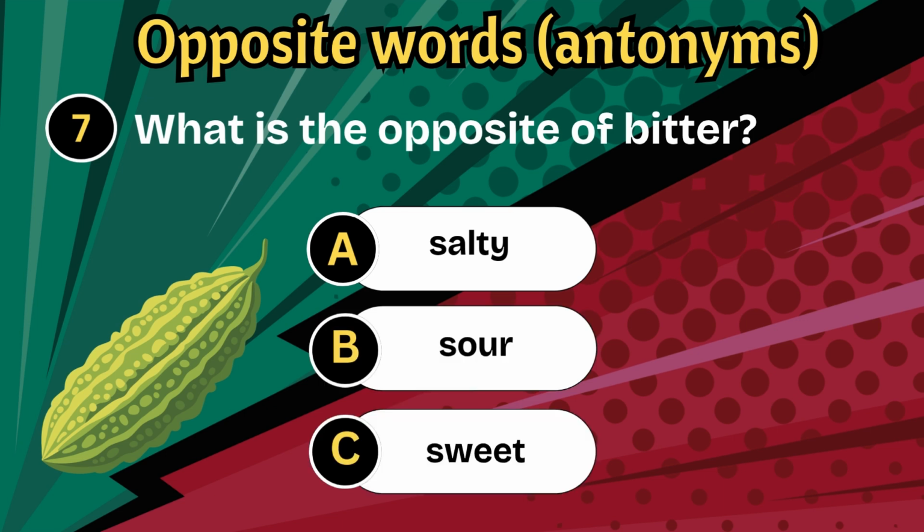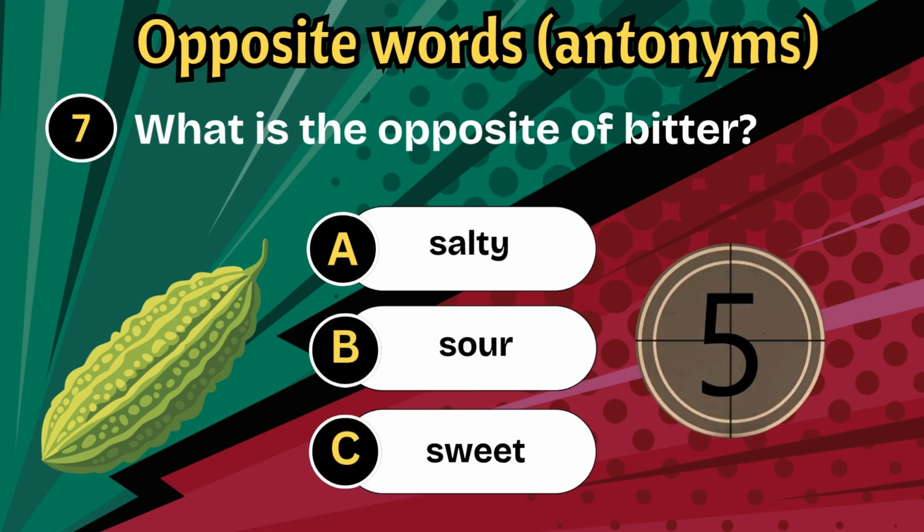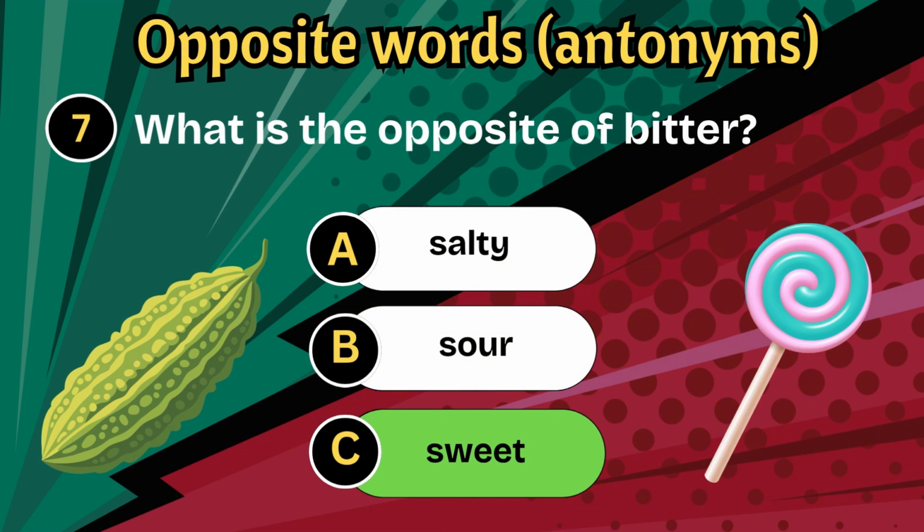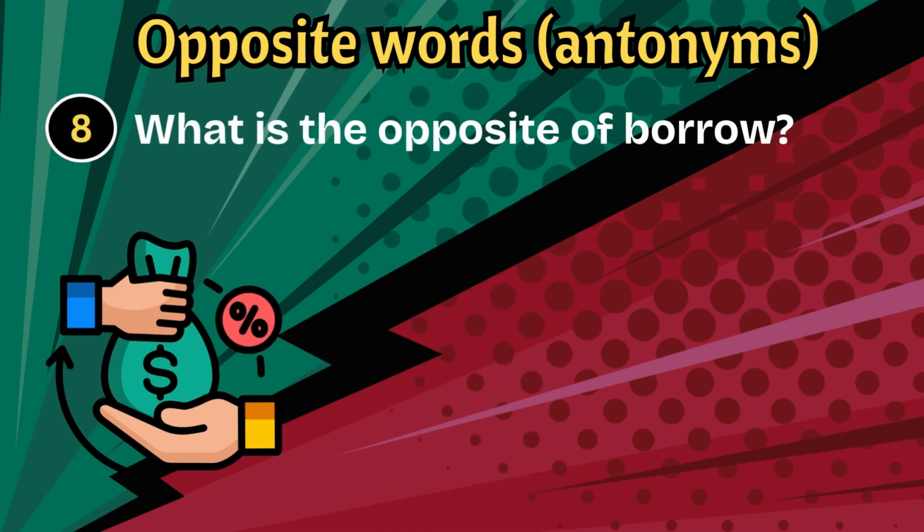Bitter is a sharp, strong, and sometimes harsh flavor. The correct answer is sweet. Sweet is a sugary taste like candy. Nice effort! What is the opposite of borrow?